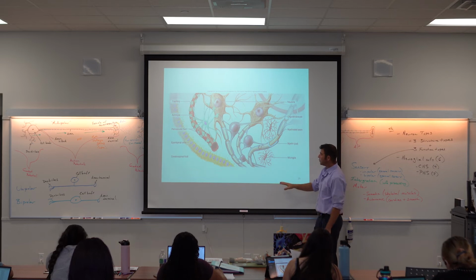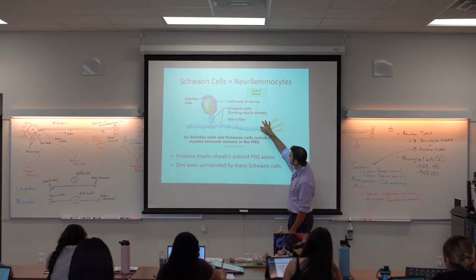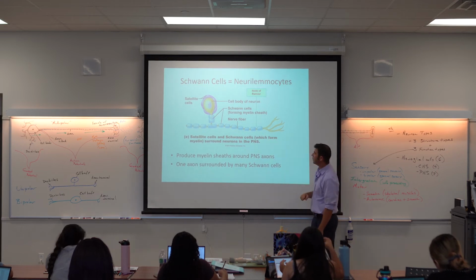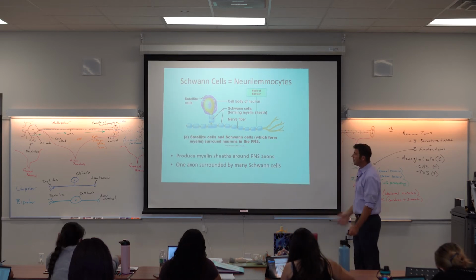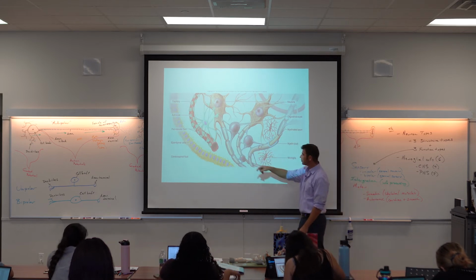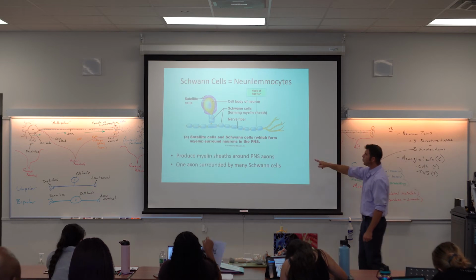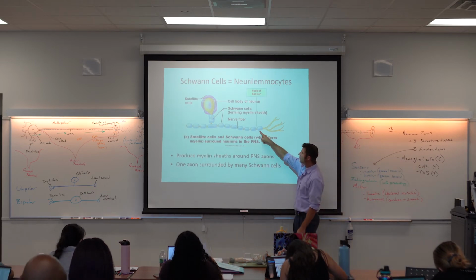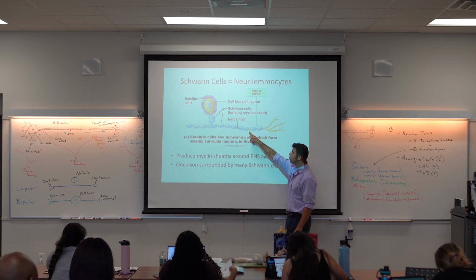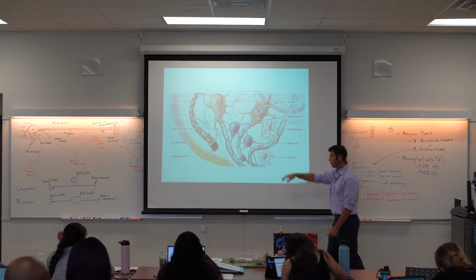Unlike these oligodendrocytes, though, we can see a Schwann cell just produces one sheet of myelin, and it wraps around just that one little part of the axon, as opposed to these oligodendrocytes that produce multiple sheets of myelin. So multiple sheets of myelin, we know it's an oligodendrocyte. If it's just one sheet of myelin, we know it's a Schwann cell. The other difference is that these Schwann cells are out in the peripheral nervous system. Oligodendrocytes, again, are only in the central nervous system.